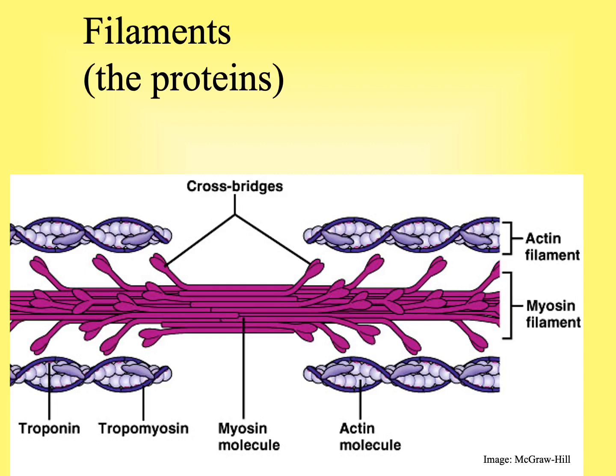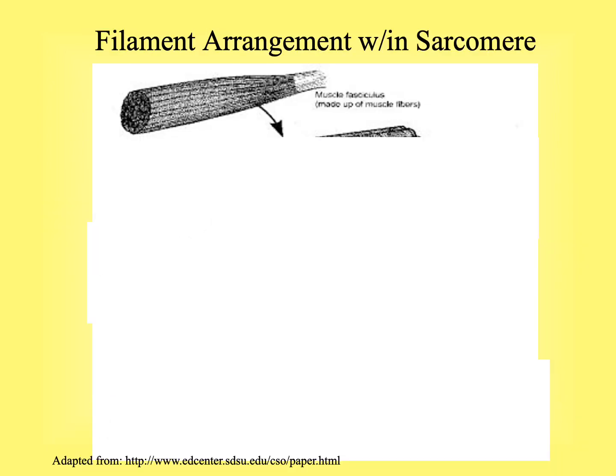At rest, tropomyosin will be blocking those binding sites because of the conformation of troponin. The calcium that leaves the sarcoplasmic reticulum will be interacting with that troponin. When troponin is interacting with calcium, it allows the tropomyosin to slide away from the actin molecule, thereby opening up those binding sites.